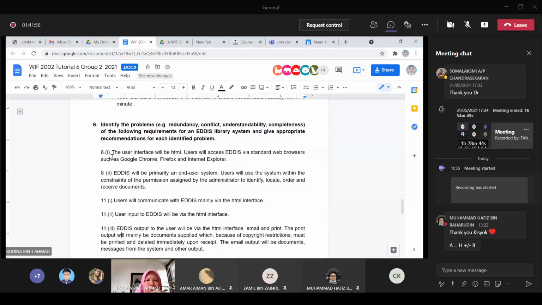Can see this one, right? The 8.1 here, the user interface will be HTML. This one as well, users will communicate through the HTML interface. Are they redundant? Yeah, so you can take out one of them. Maybe the first sentence of 8.1 can be taken out. Yeah, can take it out, okay? Any other problems? Any conflict between the requirements?